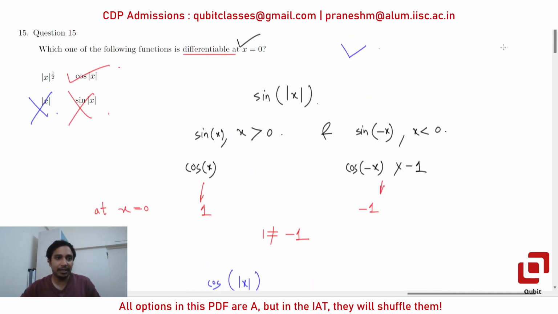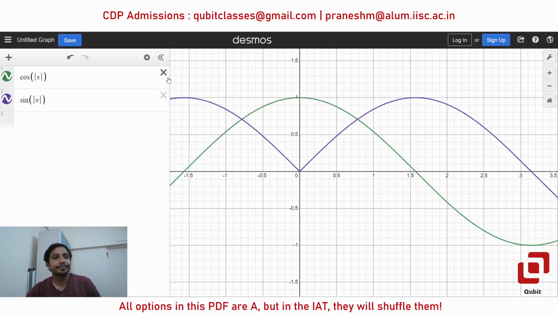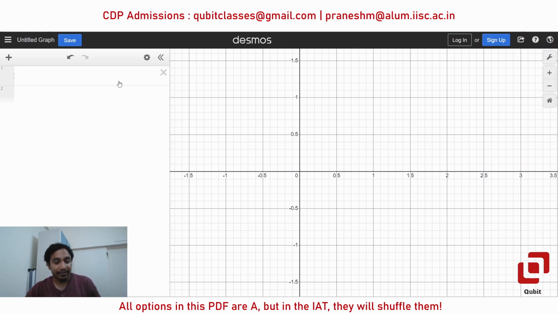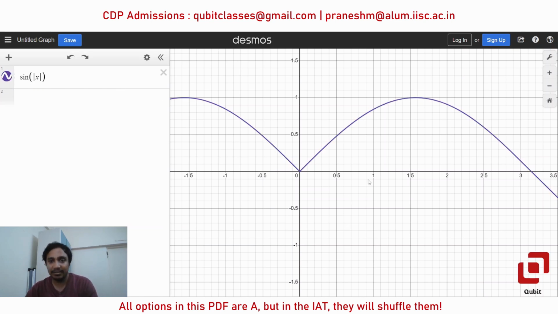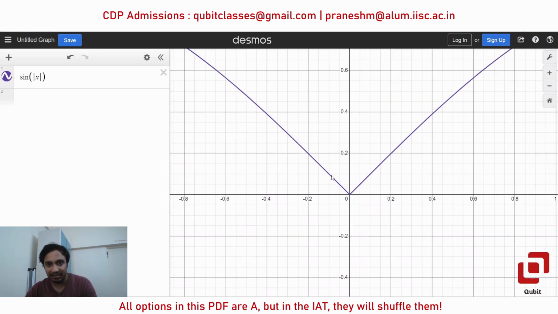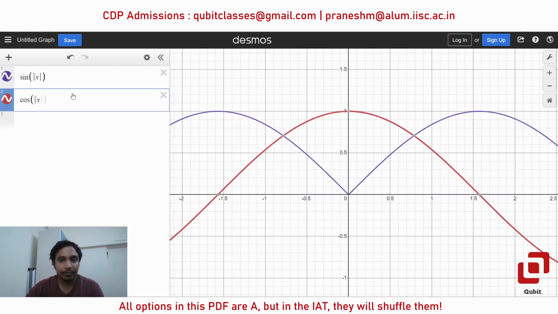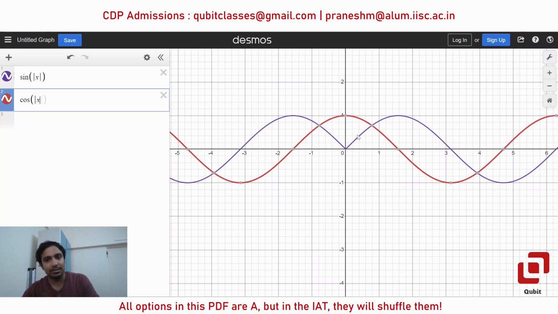Let's now check this graphically one by one. So we had started with sine of mod x, and you can see that clearly it basically behaves like mod x at 0, so clearly not differentiable there. Now let's go for cos of mod x. For cos it doesn't really matter because it's already an even function, so it is clearly differentiable. The smoothness is there.